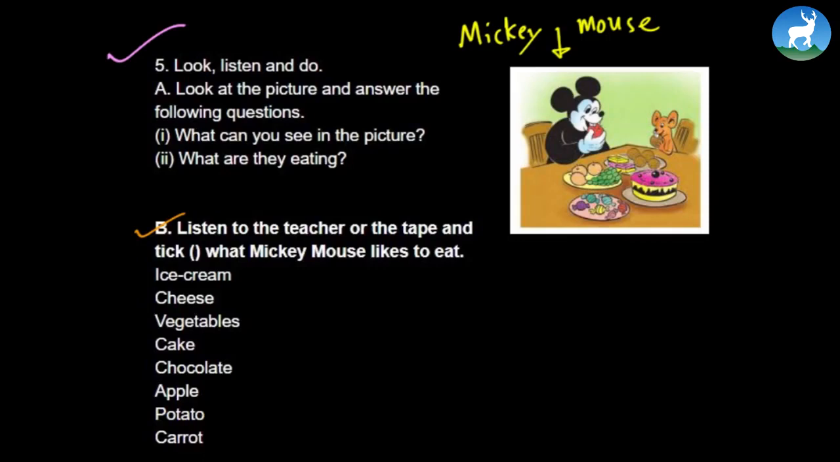All right, Mickey Mouse is a fat, greedy mouse. He is always eating. He loves cheese and biscuits. He also likes ice cream, cake, chocolates, apples, and oranges. The only thing he doesn't like is vegetables.